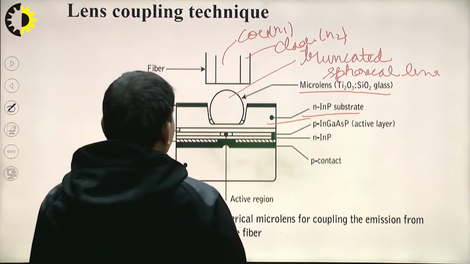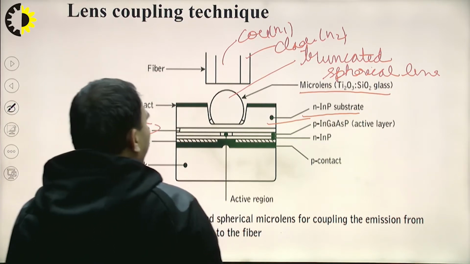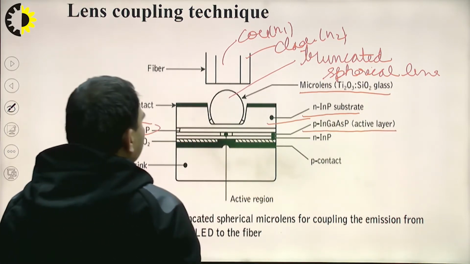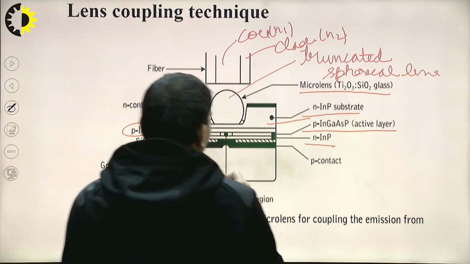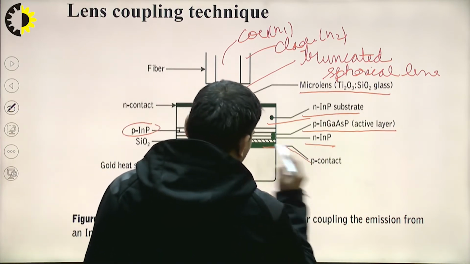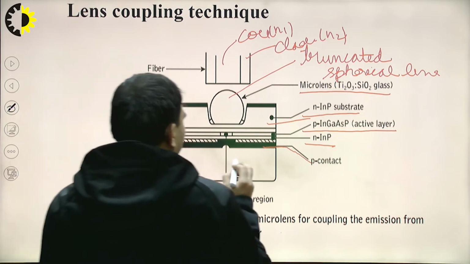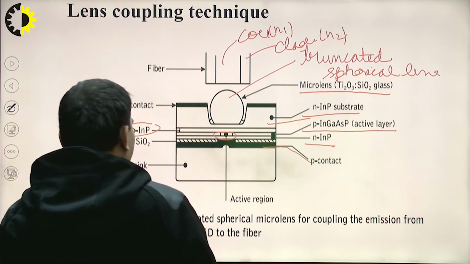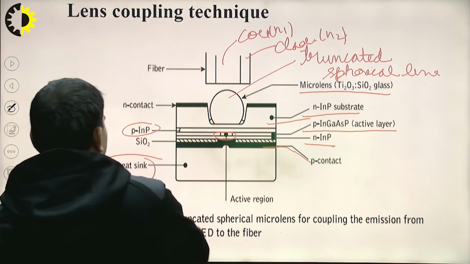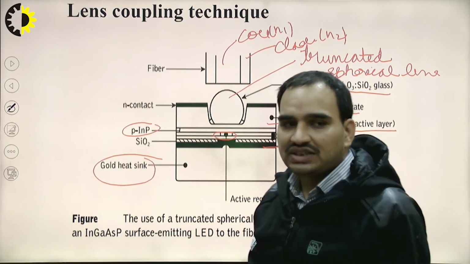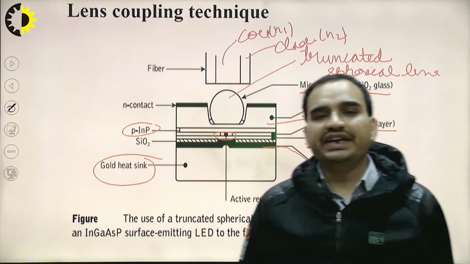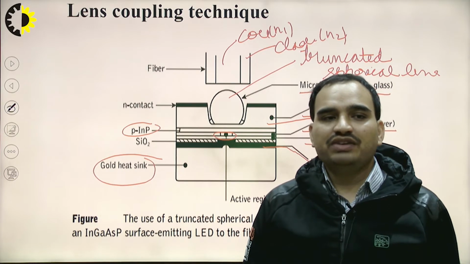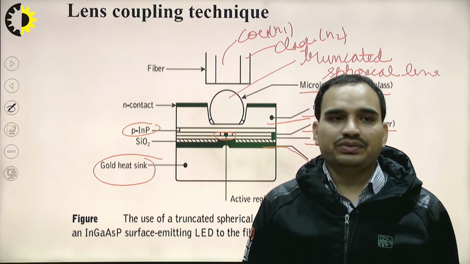Below this we have a P-type indium phosphide stacked with the P-type indium gallium arsenide phosphide. Below this we have the N-type indium phosphide and the P contact is at the bottom. The active layer is within the P-type indium gallium arsenide phosphide, and for the heat sink we are using gold as a material. This is the use of the truncated spherical micro lens for coupling the emission from an indium gallium arsenide phosphide surface emitting LED to the fiber.